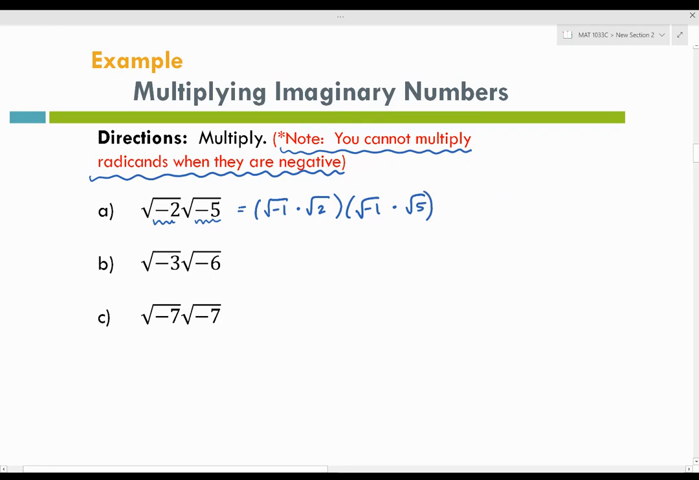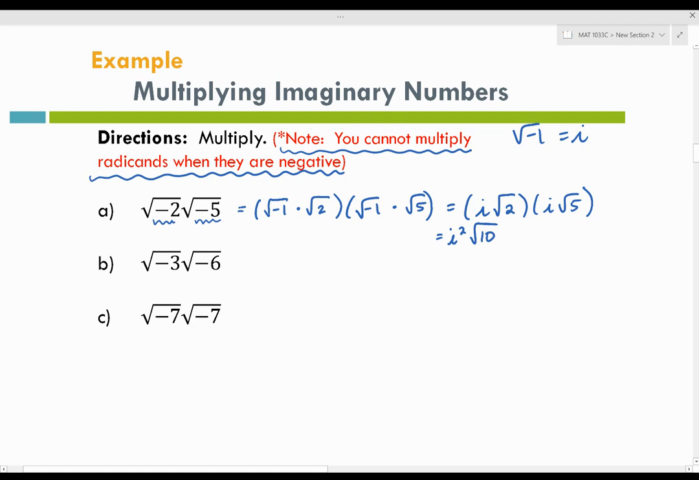Okay, I'm going to simplify. So we know that the square root of negative 1 equals i. So anytime I see that, I'm going to put i in its place. That's going to give me i square root of 2 times i square root of 5. Then I can multiply the outsides of my radical expressions together and my insides. So i times i is i squared, and the square root of 2 times 5 is square root of 10.